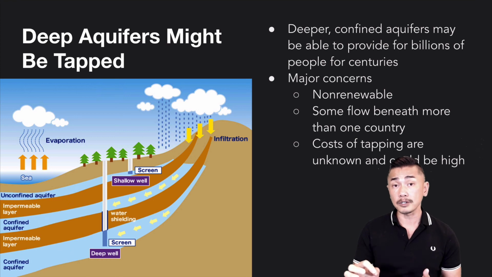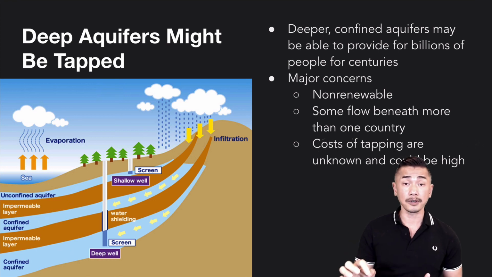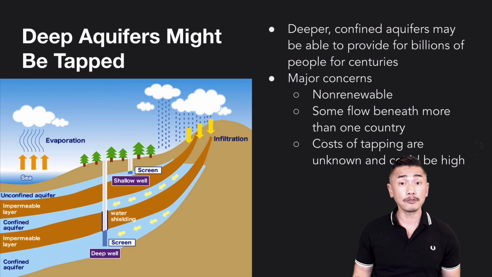There are concerns with using deep aquifers, though. First, they're non-renewable. They will take centuries, millennia, or more to recharge. Secondly, they can flow beneath more than one country, raising ownership issues. And finally, the cost of tapping them is unknown and could be very high.